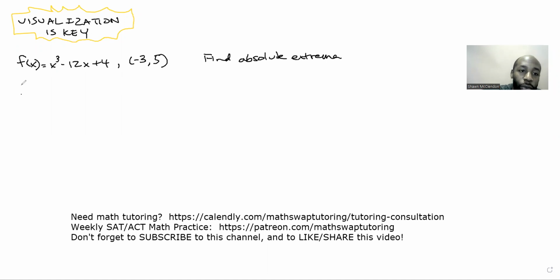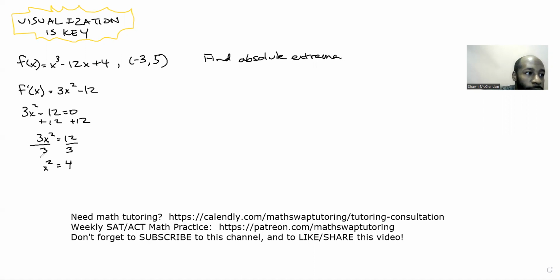So let's find the first derivative. The first derivative is going to be 3x squared minus 12. Now we're going to set that equal to 0. So 3x squared minus 12 equals 0. Add 12 to both sides. 3x squared equals 12. Divide by 3. X squared equals 4. And then when you take the square root, x is equal to plus or minus 2.